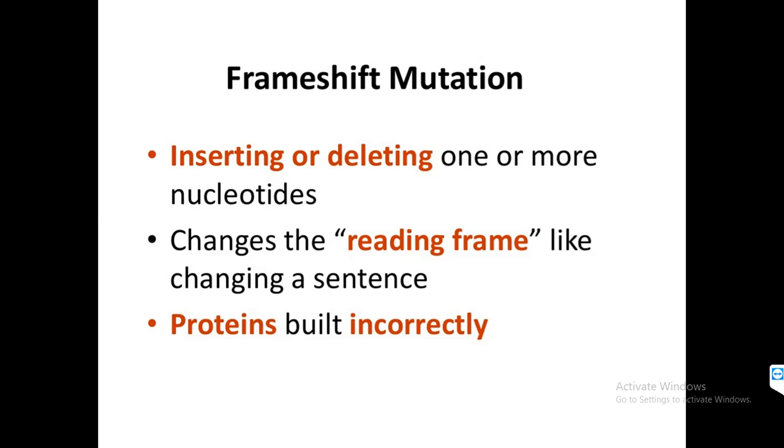So this completely changes the reading frame. In the last class I told you how the reading frame completely changes, either by deletion or insertion, like changing a sentence. The proteins which are built as a result of this frame shift mutation are completely different from what should have been produced, and these are incorrect. So these cause many diseases.